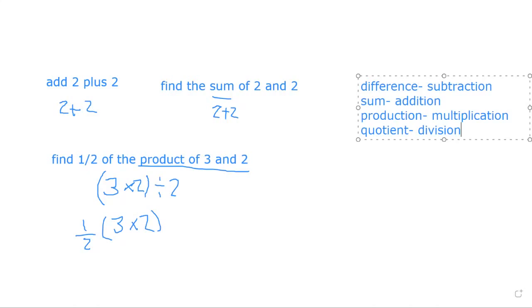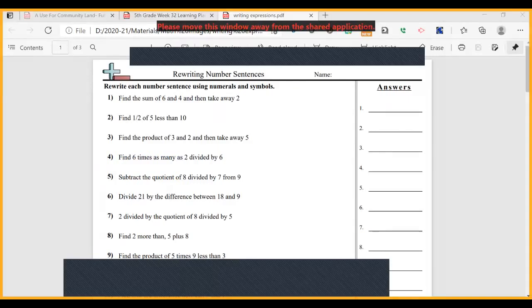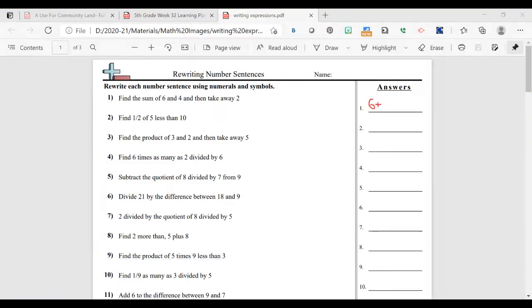So let's show you what the assignment's going to look like. Find the sum of 6 and 4 and then take away 2. I'm going to put 6 plus 4 and then minus 2. So here's the 6 and 4, and here's the takeaway, which is the difference or subtraction. Because these are adding and subtracting, I don't have to put the parentheses. If I was doing something with multiplication and then adding and subtracting, it might.